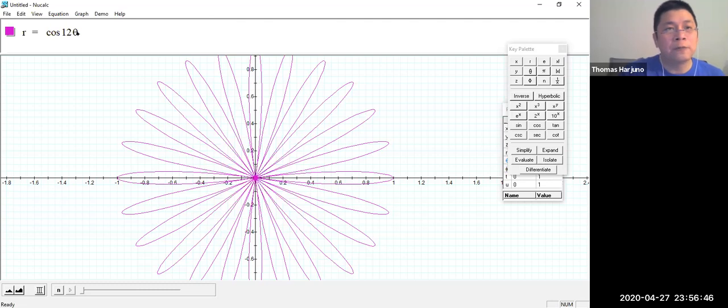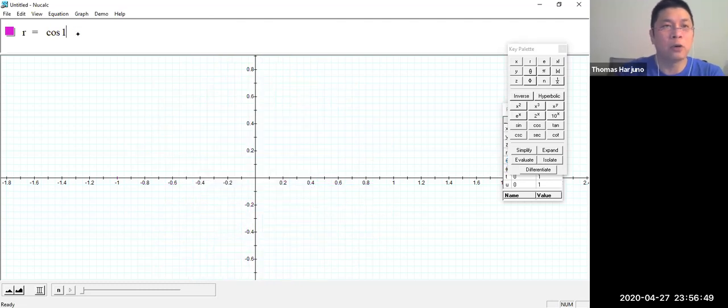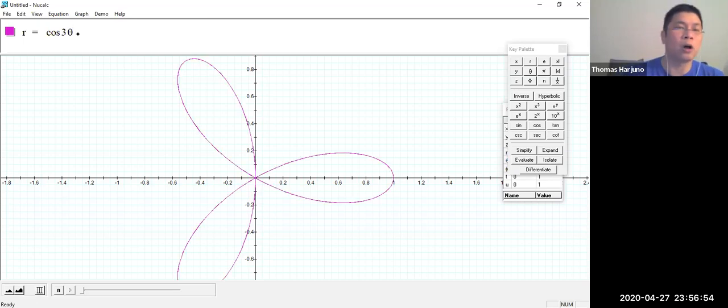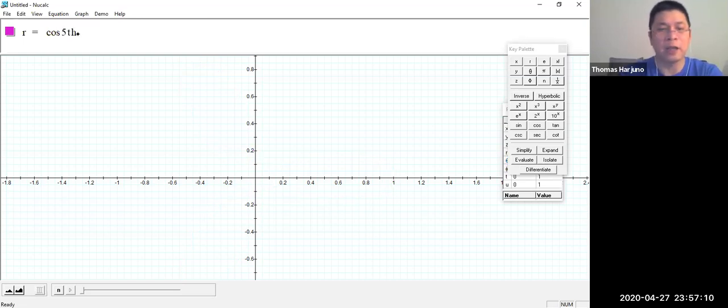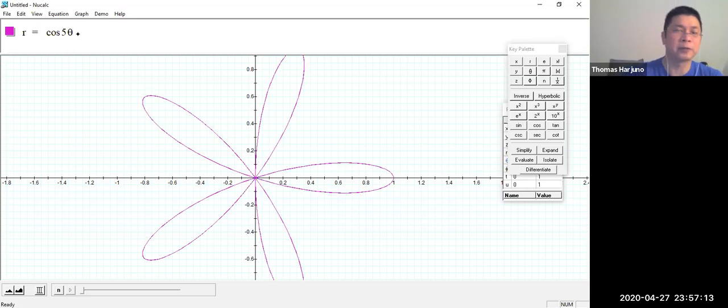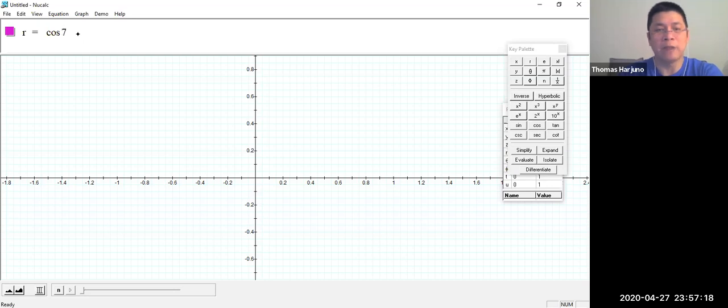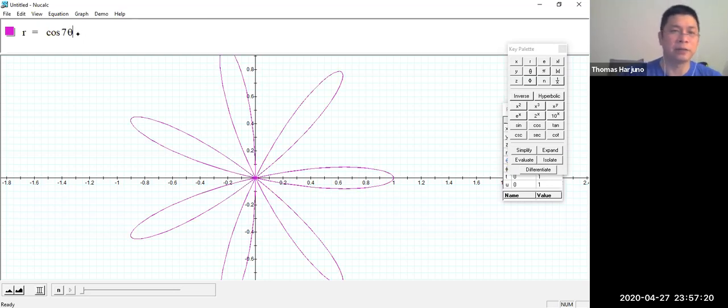However, if the coefficient is odd, let's say 3 theta, then the number of leaves is also odd. If the coefficient is odd, then the number of leaves is the same number. Cosine 5 theta will give us 5 leaves. Cosine 7 theta will give us 7 leaves.